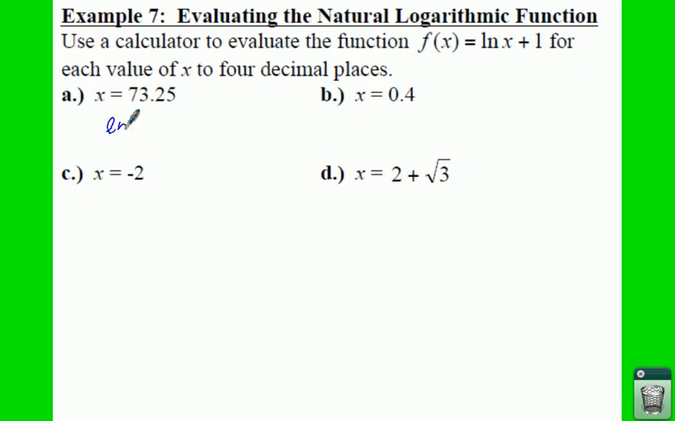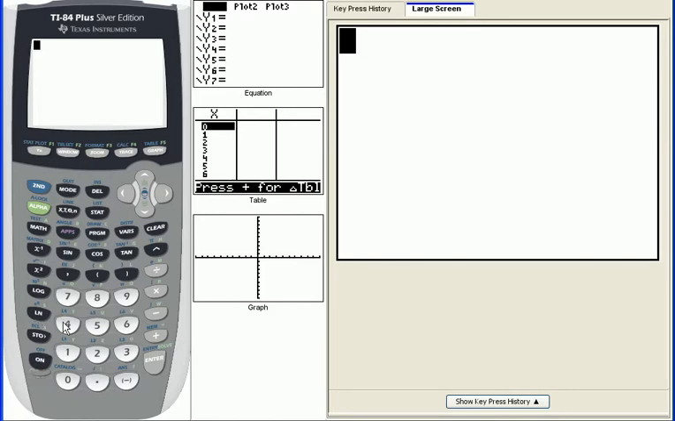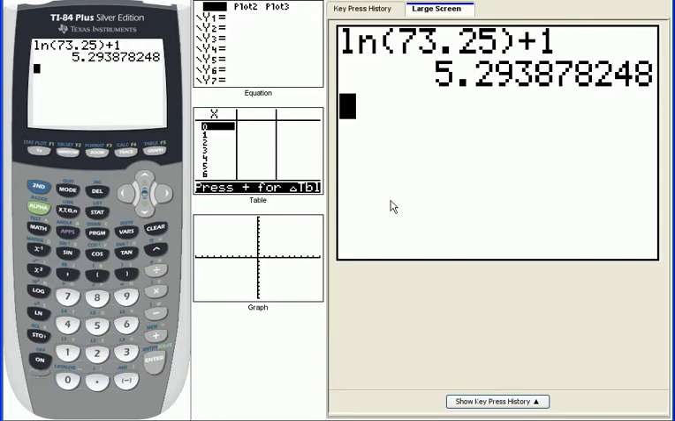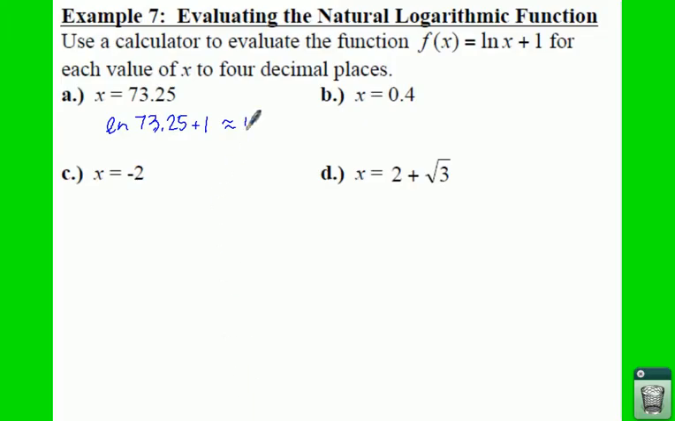So if we want to evaluate this function, f of x equals a natural log of x plus 1, we're going to evaluate natural log of 73.25 plus 1. So let's go to your calculator. Your natural log button is right here next to the 4, ln. So that's 73.25. Now notice you have parentheses. If you put plus 1 like this, that will not evaluate it correctly. You need to make sure you close off the 73.25 with parentheses and then put plus 1 and evaluate that, and you get 5.2939, and that would be your solution.